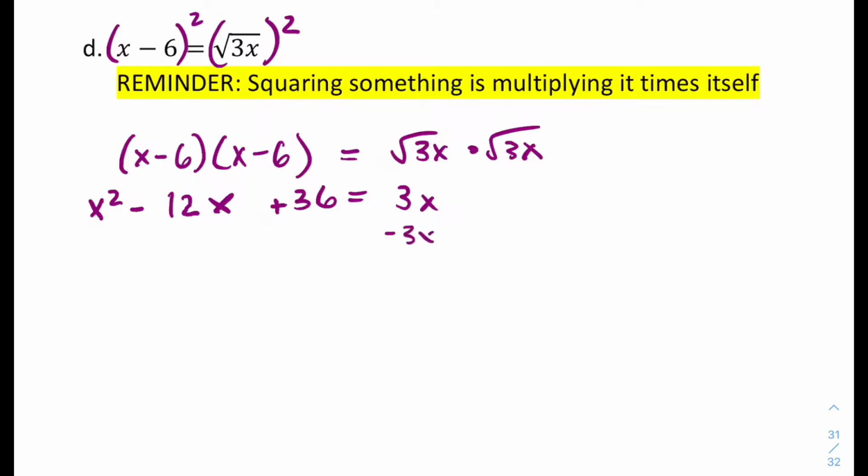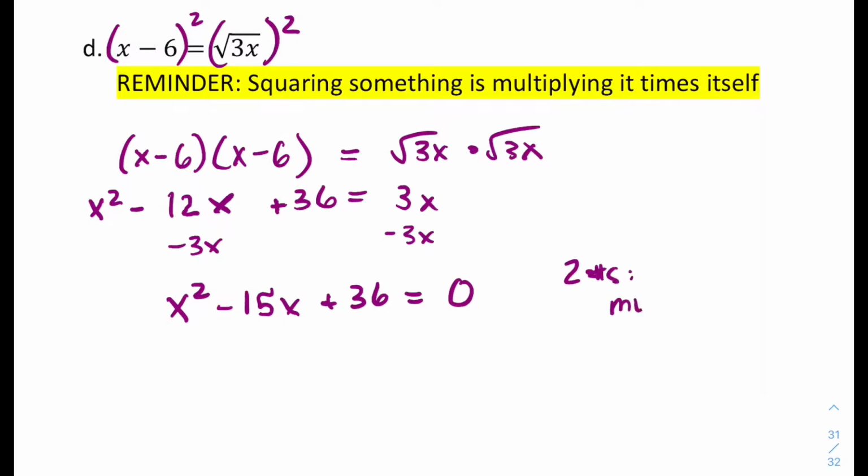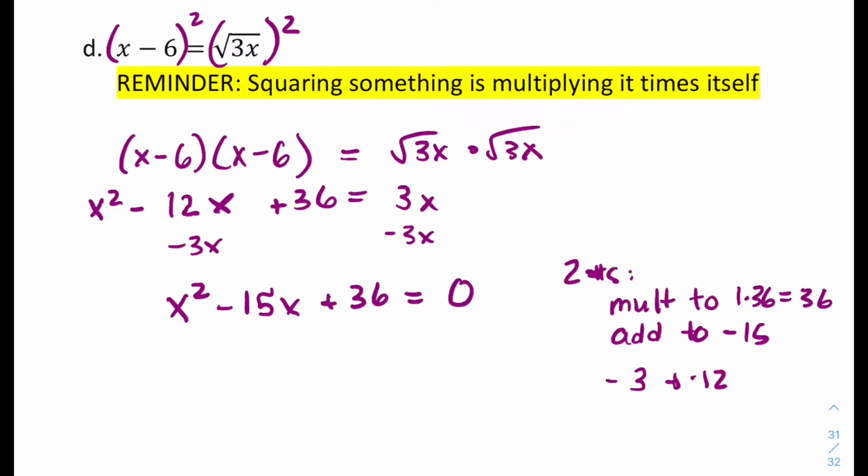And then it's a quadratic, so we could get 0 on one side and potentially factor or use the quadratic formula. Let's see, I could guess and check it, but I'm going to find the 2 numbers that multiply to a times c, so 1 times 36 is 36, and add up to -15, and then I'll factor it by grouping once I split that middle term. Let's see, 36, 12 and 3. I need -3 and -12 to add up to -15 and multiply to +36.